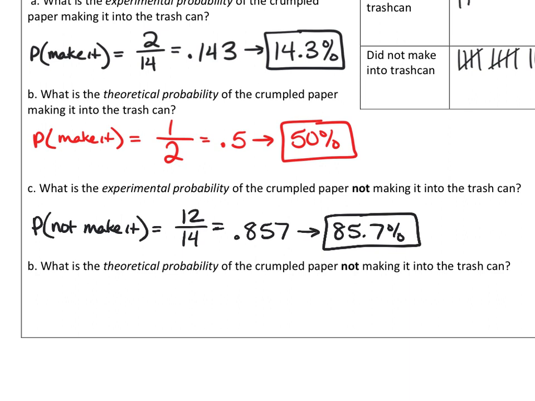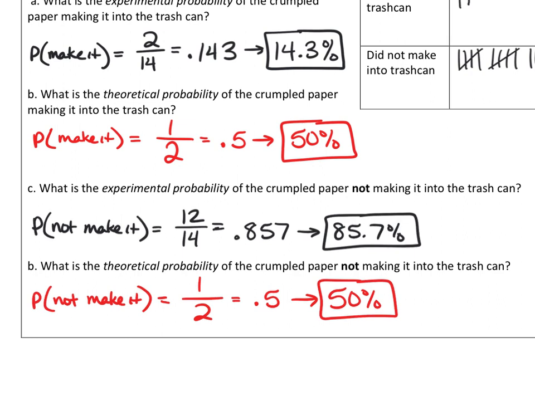But let's think theoretically here. Again, the probability of not making it. We only had 2 options. You either made it or you didn't. Which one was favorable if we want the probability of not making it? That's 1 out of 2 of them. Again, what is 1/2 as a decimal? 0.5, which is what percent? 50%. Again, our experimental probability and our theoretical probability were not the same.